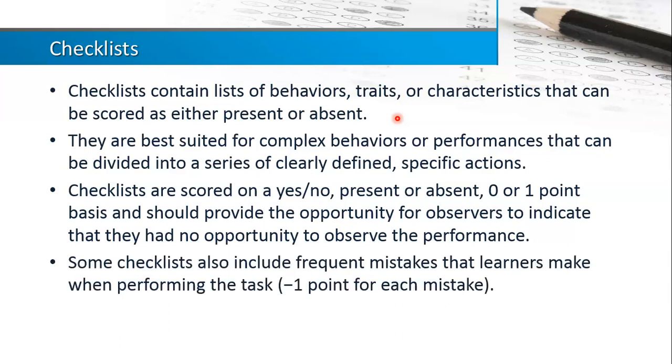In some cases, we want to make the performance more competitive, or we want to make sure that the student has performed it well. So we look for the frequencies of the mistakes the students make. Usually we can give a negative point for each mistake. So it's either 0, 1, or negative 1.